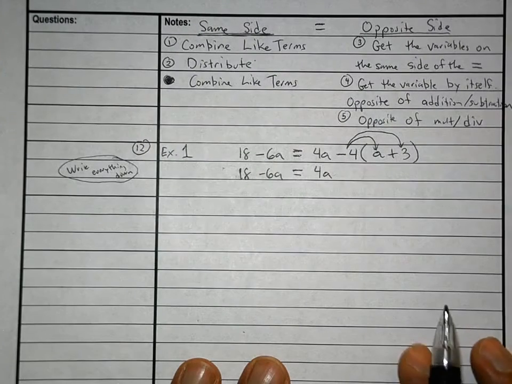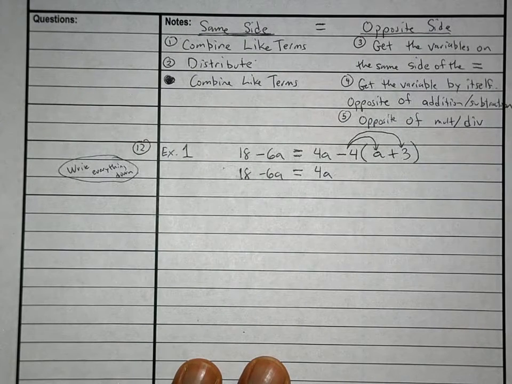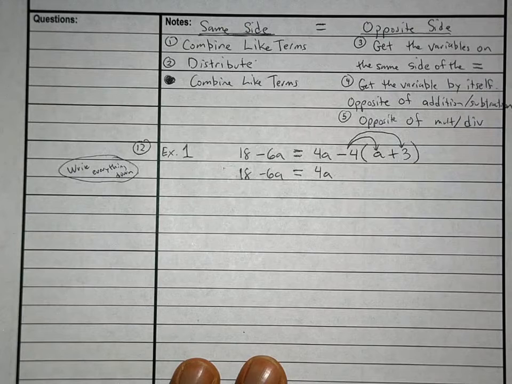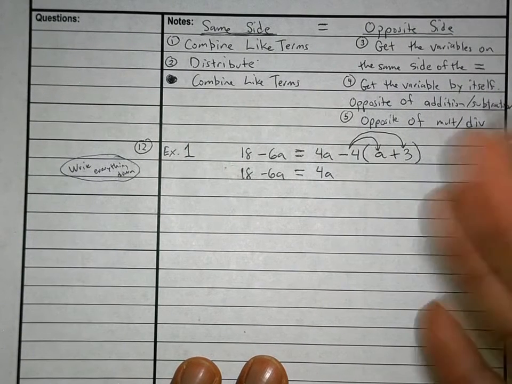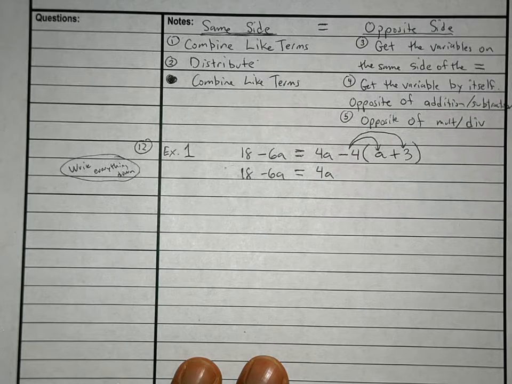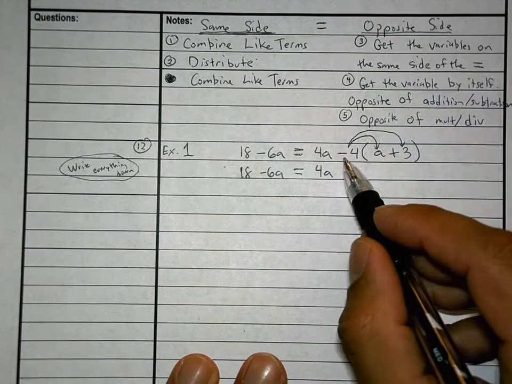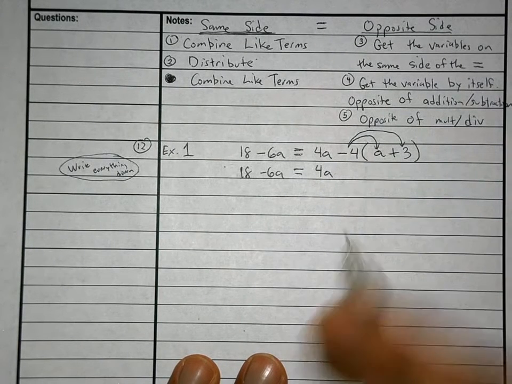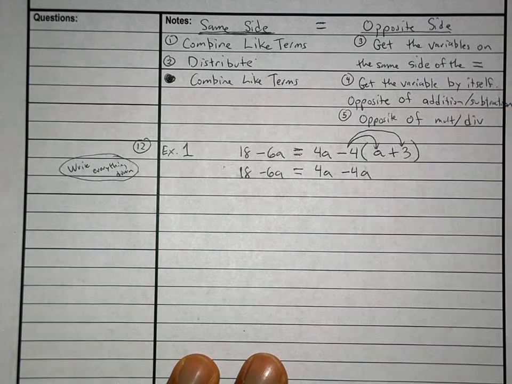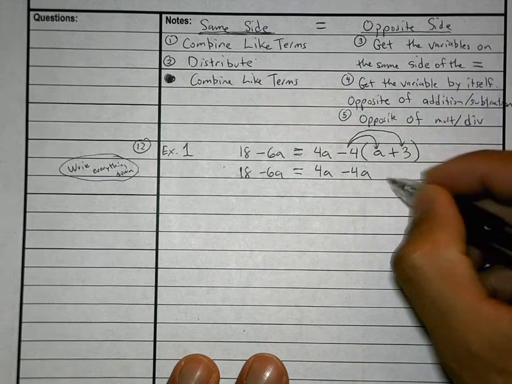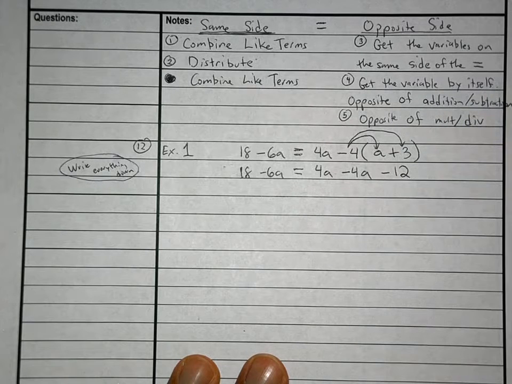The mistakes that are made in Math 1 aren't because students don't know what they're doing. It's because people refuse to write things down. Just write it down and you're less likely to make mistakes. Okay, help me out. What's negative 4 and then the a? I heard someone say negative 4a. I like that. And then what should I write next? Negative 12. I agree with you.